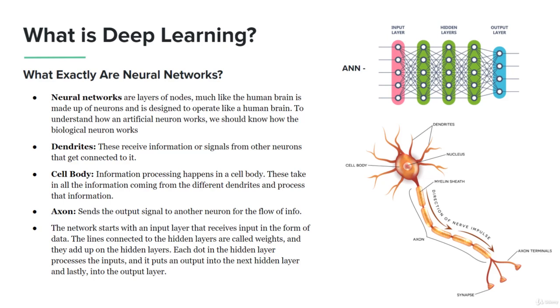The network starts with an input layer that receives input in the form of data, and then the lines connected to the hidden layers are called weights, and they add up on the hidden layers. Each dot in the hidden layer processes the inputs, and it puts an output into the next hidden layer, and lastly into the output layer. So this is essentially why you need to be able to understand how an actual neuron in the brain works, because that is essentially how these artificial neural networks are working, right? Because they're extremely smart, extremely intelligent, right? They're able to sift through tons and tons of data and be able to find out various outputs, right?